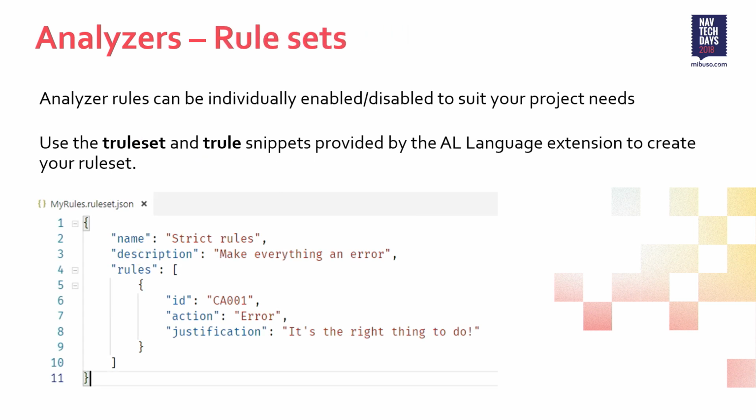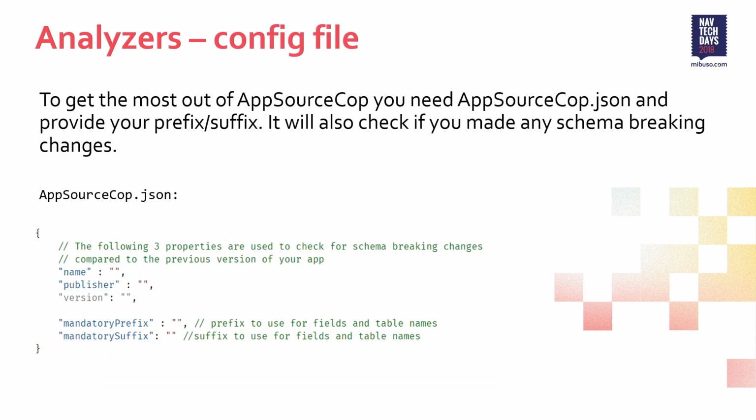The rule sets. It's basically a file that specifies how individual errors or warnings should be treated. It lives together with the project, and we have added a couple of snippets to help you add new rules to those. In this case, it's elevating a warning into an error, or actually everything into an error.